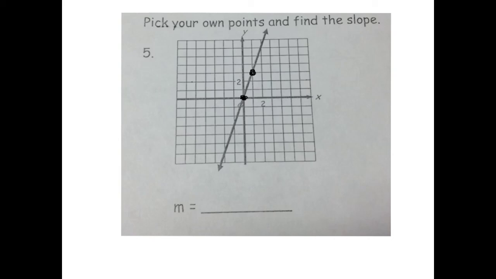So to get from there to there, I got to rise up and then over. That's 1, 2, 3 over 1. So 3 over 1. That reduces to just 3.